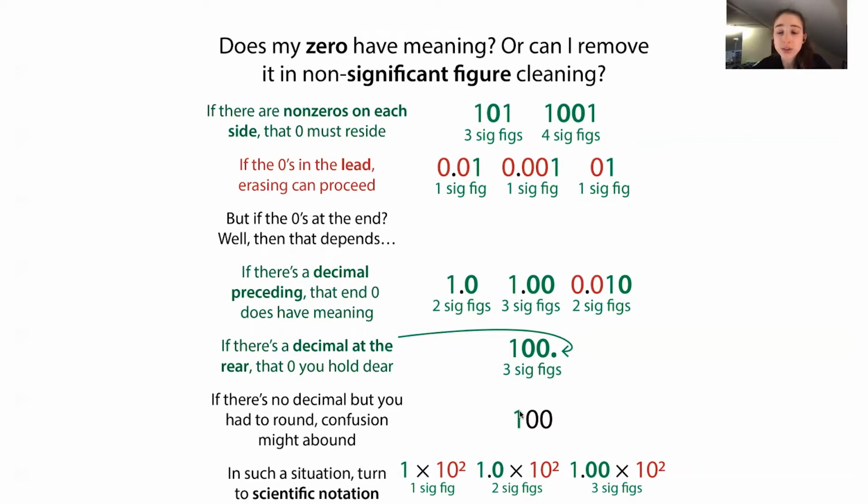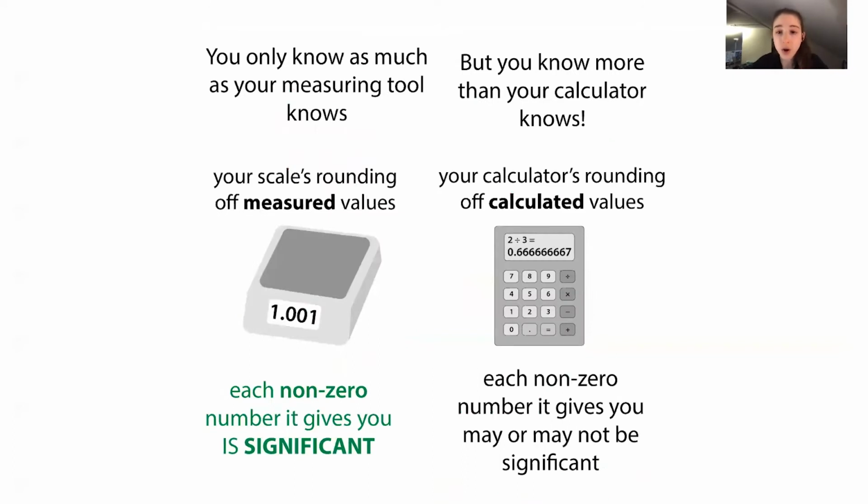So in such a situation, turn to scientific notation. With scientific notation, we can write 1 times 10 squared. If we want 1 sig fig, we can write 1 times 10 squared, 1.0 times 10 squared if we want 2 sig figs, or 1.00 times 10 squared if you want 3 sig figs. And so basically, you can write in a way that allows you to use the number of significant figures you mean to report.